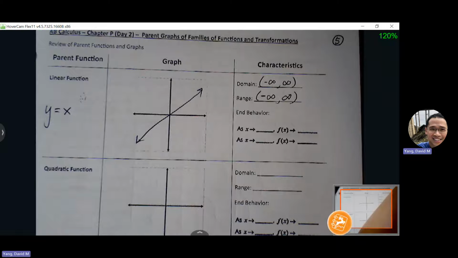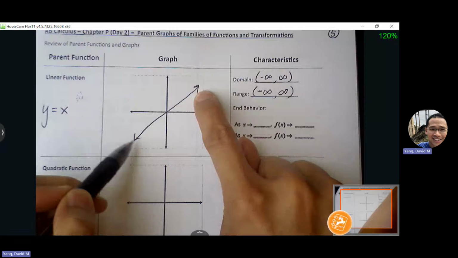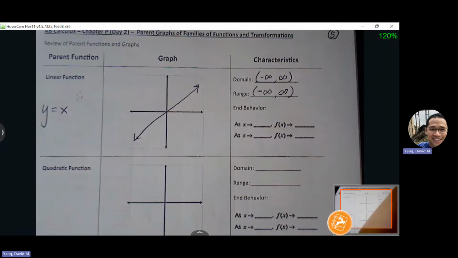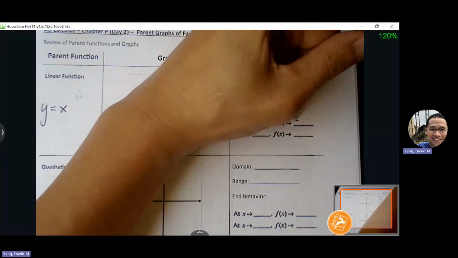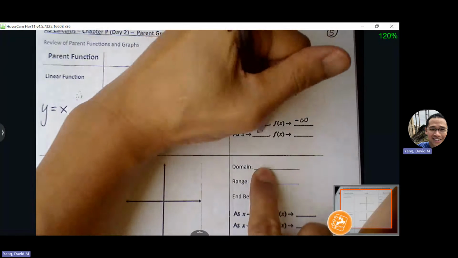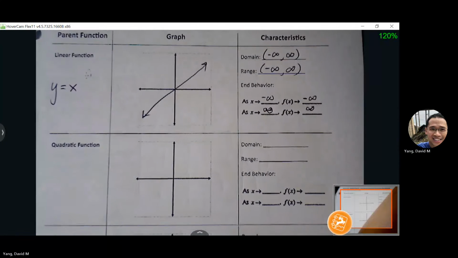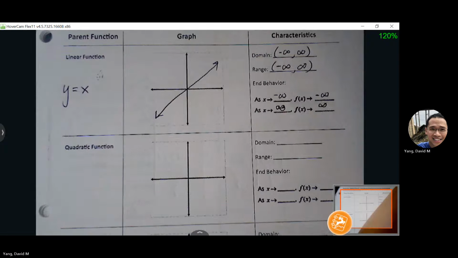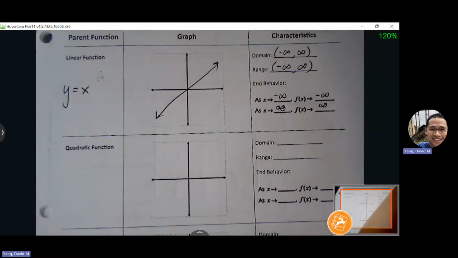End behavior, as long as my graph has a positive or a negative slope, the arrows will always be pointing in opposite directions. One will be going up and the other will be going down. So as we follow the left arrow it is going down to negative infinity. As we follow the right arrow it is going up to positive infinity. So your linear graphs can look different depending on where the y-intercept is and depending on what the slope is, but they're all going to have these very similar behaviors.